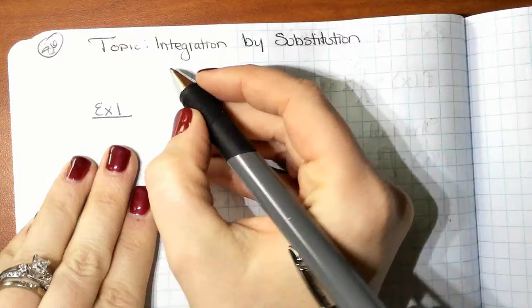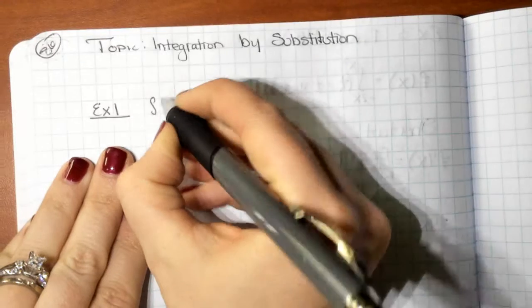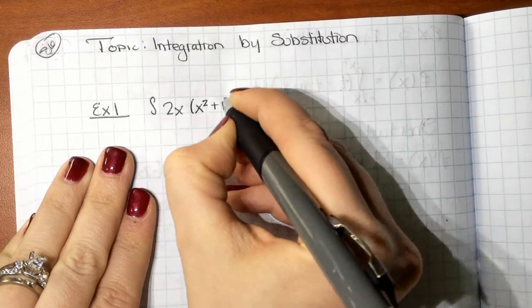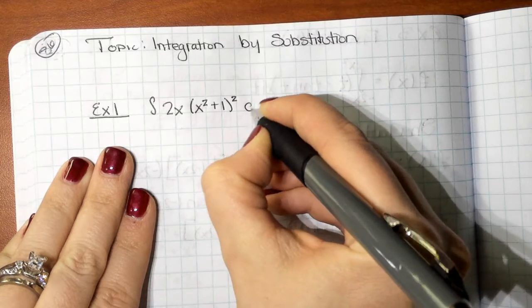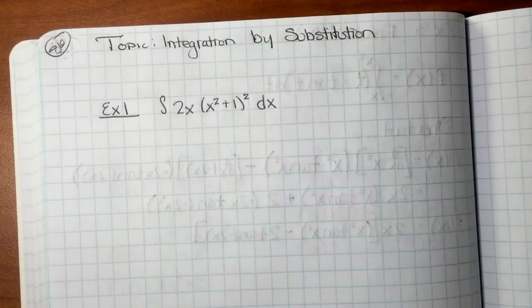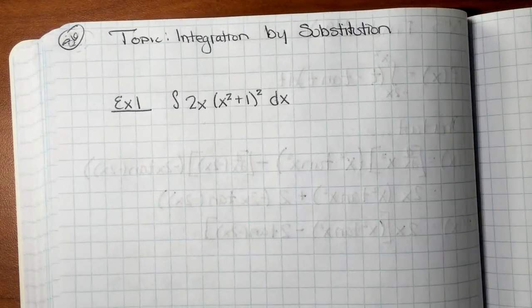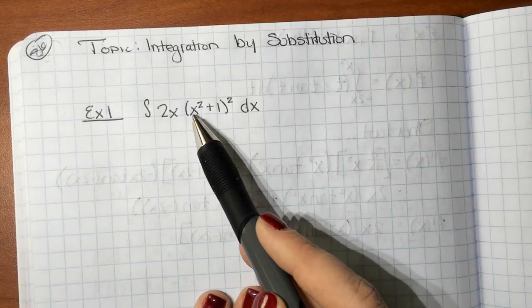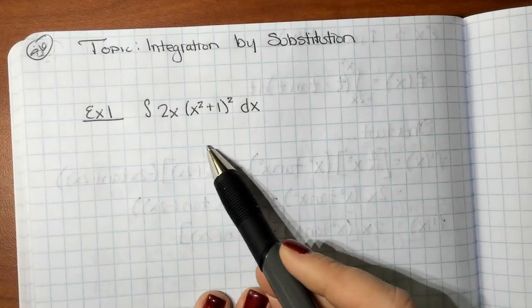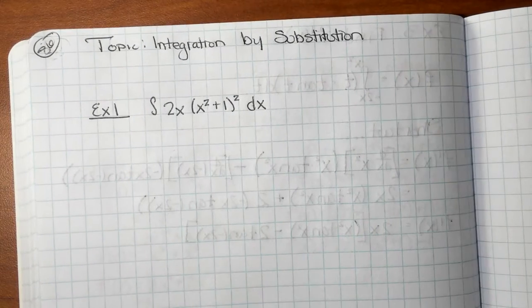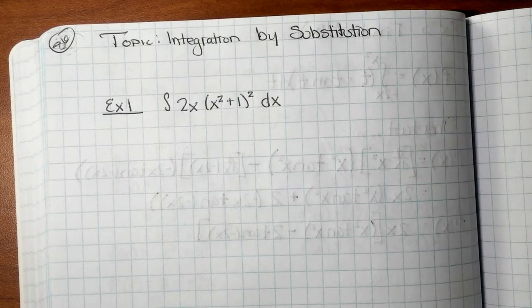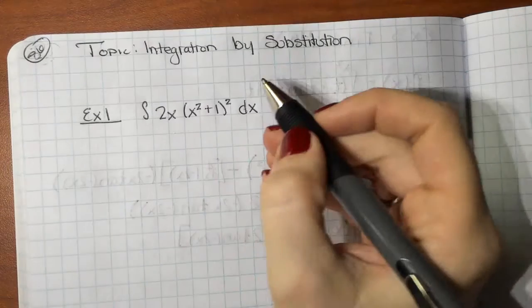So what I want you guys to do is we are gonna be integrating 2x times (x squared plus 1) to the second power dx. Okay? So, ladies and gentlemen, we could, if we really wanted to, multiply all that out. We could FOIL it, then distribute a 2x, and then integrate. However, there is, I wouldn't necessarily call it an easier way, but it is a faster way, as long as we understand the rule.